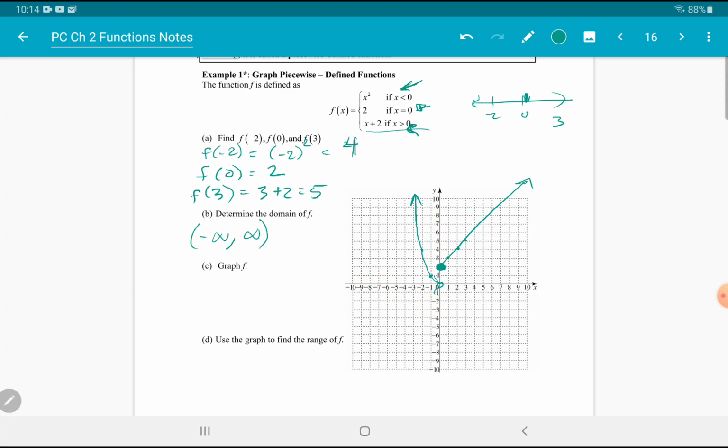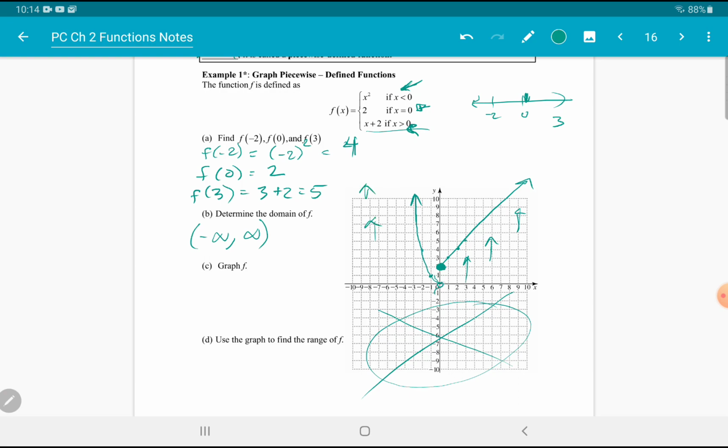Our graph of f, we did that already. That's part C. Okay, part D. Use the graph to find the range of f. So now we're going to find the range. So you notice that there's no y values here, right? So we can't have any y values here, but the y value does start at this location and work its way up on both sides.